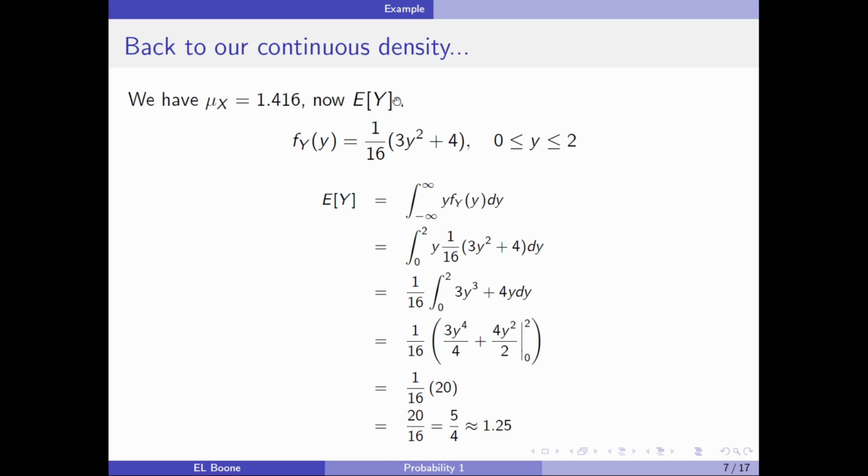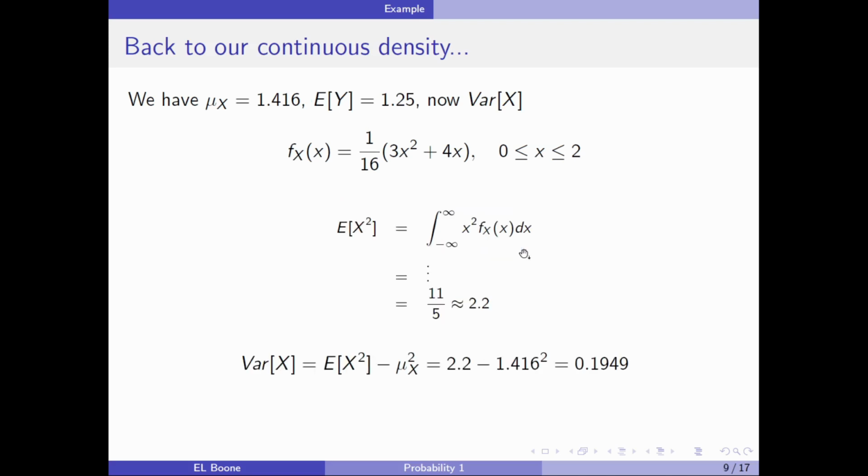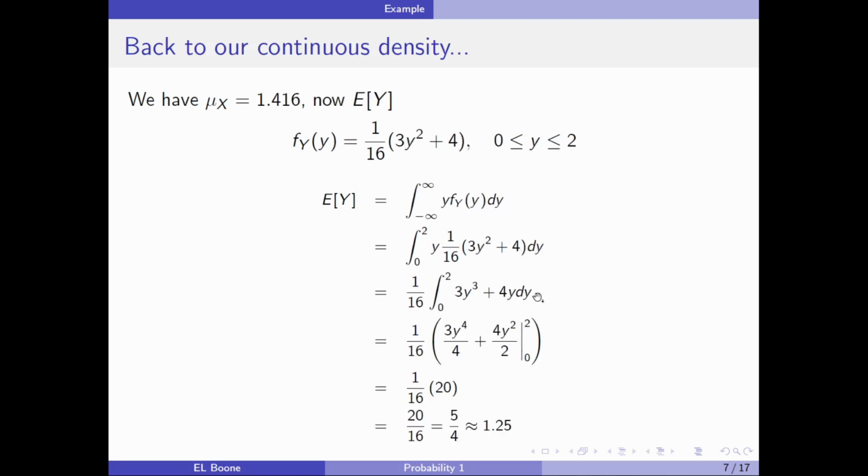Now, we're going to keep the answers up here so we can keep track of them. Now go to the expected value of y. Here's the marginal that we had. We're going to do the exact same process: integral from negative infinity to infinity of y times f of y dy. The integral limits go from 0 to 2 because that's the support of our density. We have 1/16 times 3y squared plus 4. Next step, pull the 1/16 out. It's a constant, no need to stare at it the whole time. And then we're going to push the y through. So now we have 3y cubed instead of 3y squared, and plus 4y dy because we added a y onto the 4.